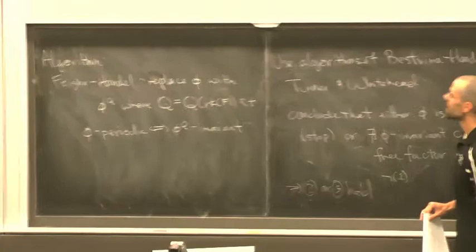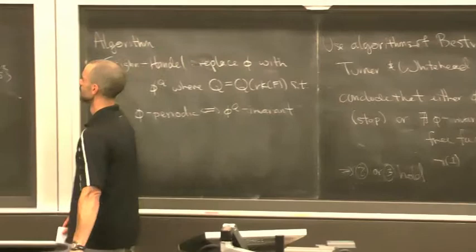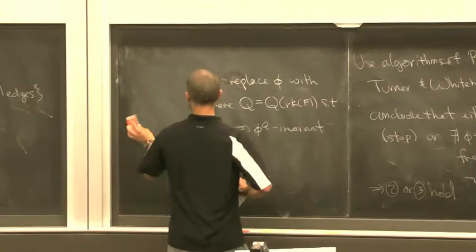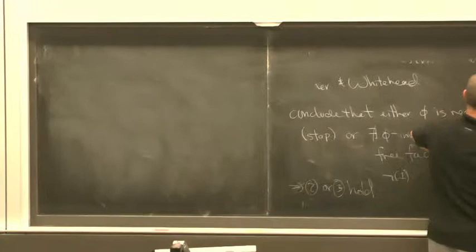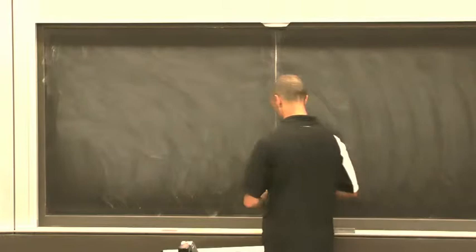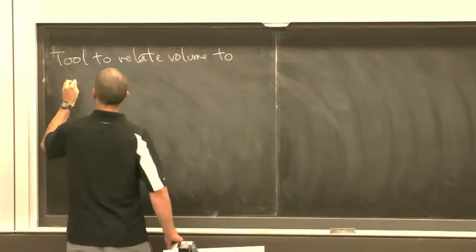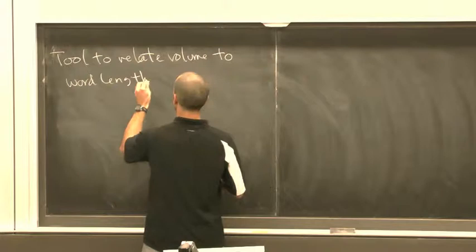Okay, so let me go ahead and tell you some of the ingredients there and the proof of that theorem. What I need to do is relate to you the word length of an automorphism with the volume of a free factor. And the tool that we use to relate volume to word length is the notion of an intersection number.